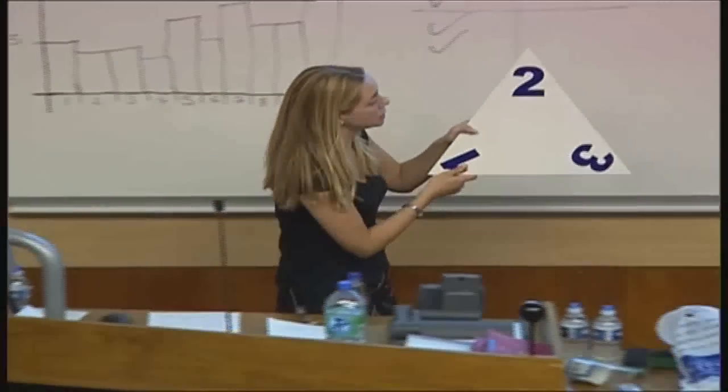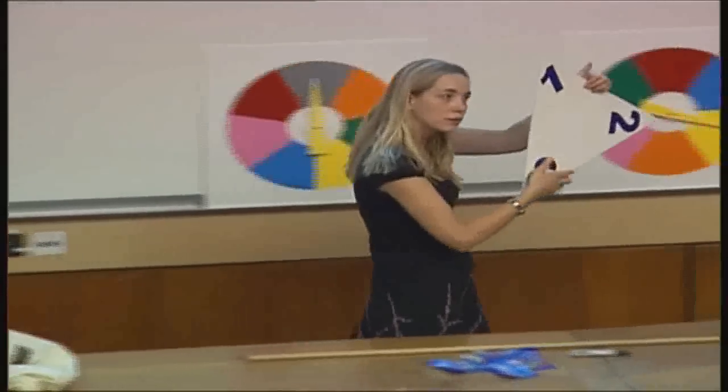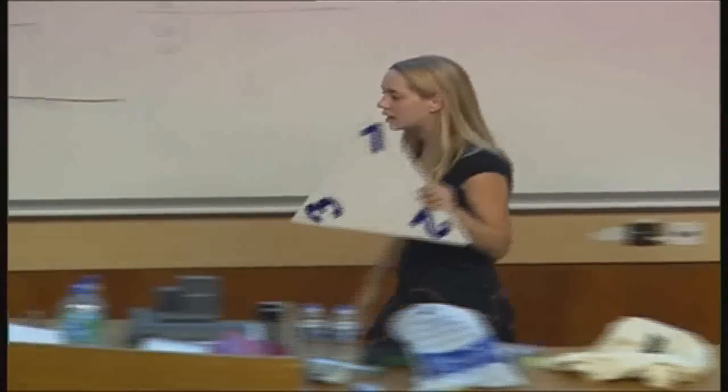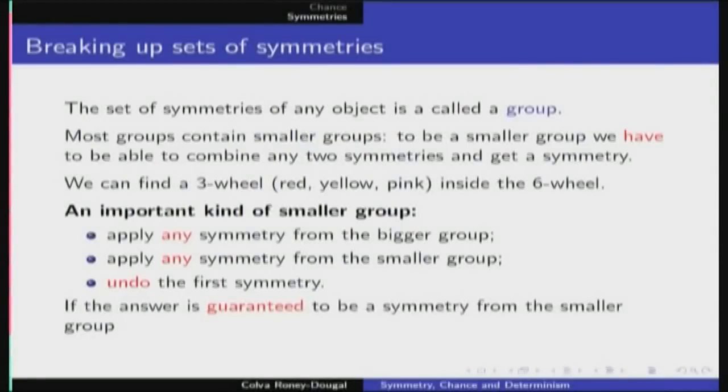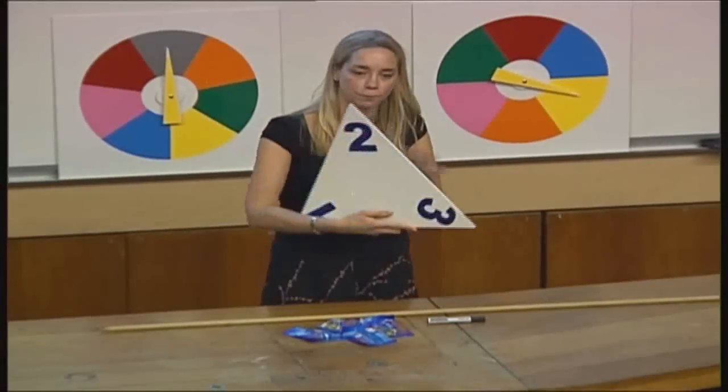What we find is the net result is a rotation. These numbers are back in clockwise position. I've done a mirror reflection, and then I've done another mirror reflection again. So the answer is guaranteed to be in the smaller group of symmetries, the rotations, that I first thought of. So what I say then is that the smaller group of symmetries is normal in the bigger group. This is normal inside all of the symmetries of the triangle.